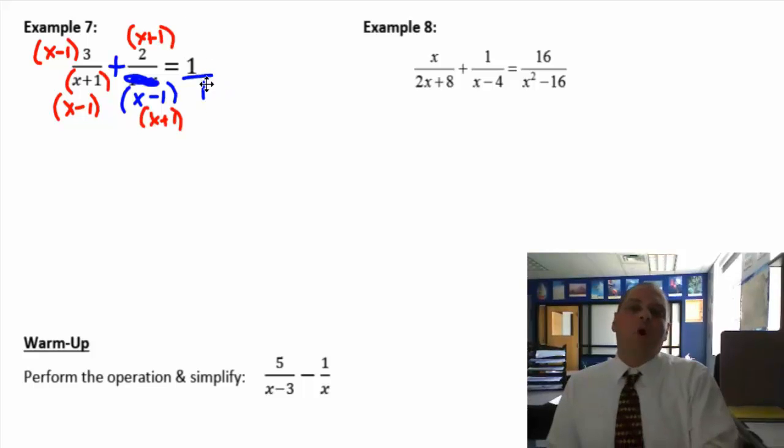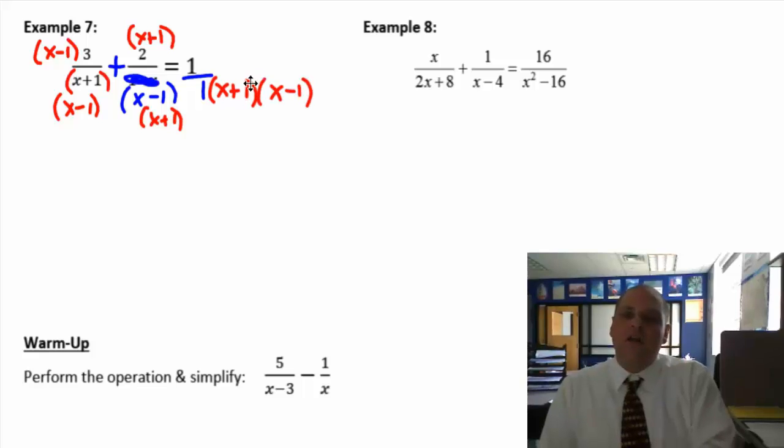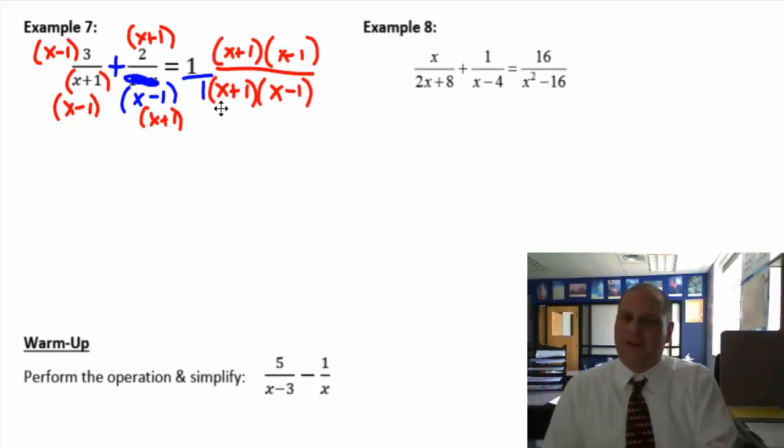Now, this is 1 over 1. You still got to get that as part of the common denominator. So you need both. You need x plus 1 here. You also need x minus 1. You need it on the bottom. You also need it on the top. So this one's a little bit different. When you see that 1 there, don't disregard it. You still got to get that common denominator. So now I have my common denominator.